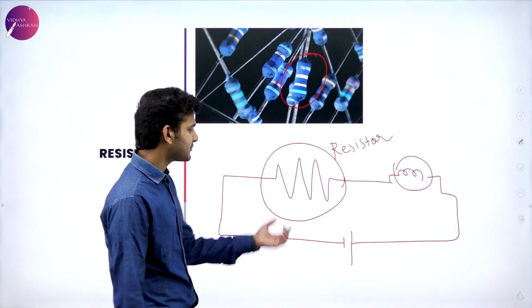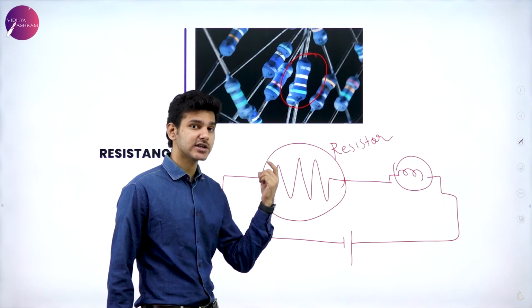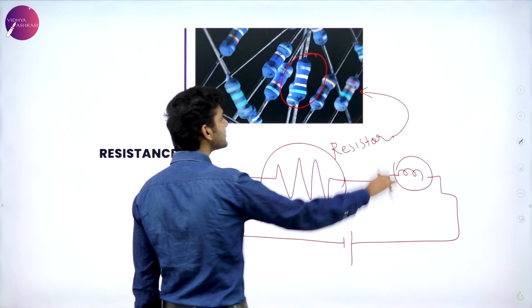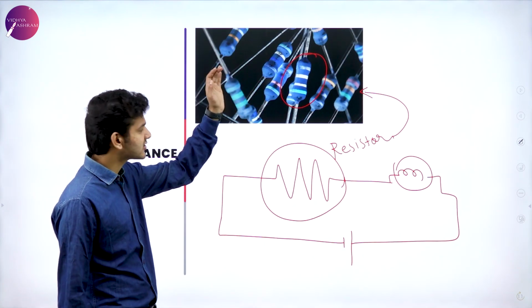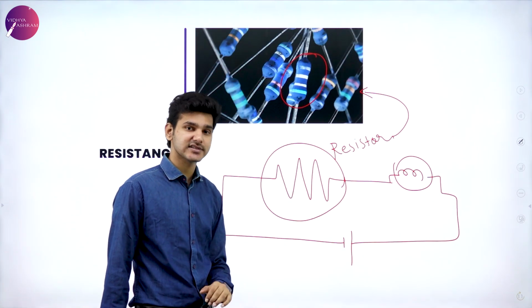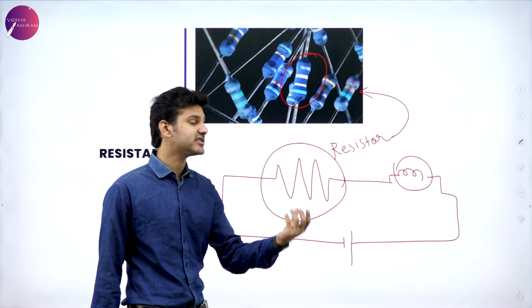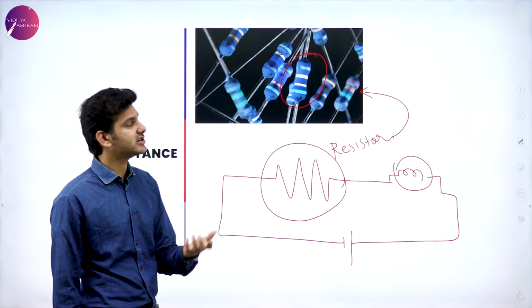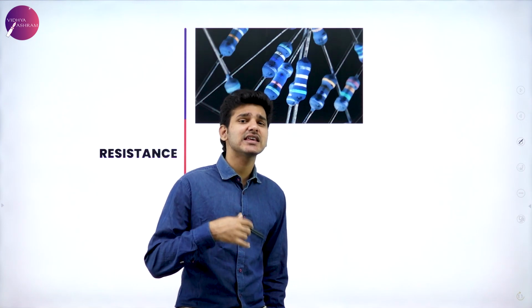That is, this particular symbol denotes a resistor connected in this circuit, and that particular thing, the resistor, is this thing. So this is a device which offers resistance in a circuit, and that resistance-offering device is known as a resistor. They are of different categories and of different magnitudes and values. So what exactly is resistance?